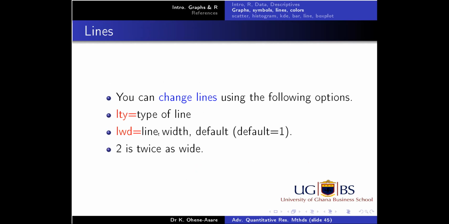LWD is the line width. The default is 1. If you want the width of the line to be tiny, use 1. If you don't want that, you will use something like 4. Okay, 2 is twice as wide.